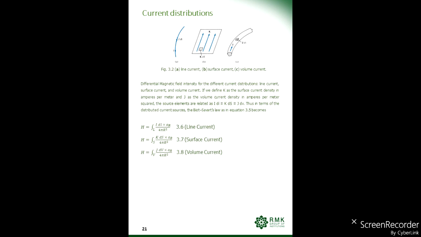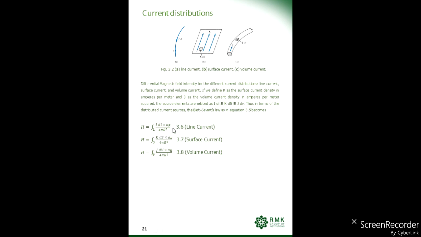And now here, when we see the differential magnetic field for the different current distributions, the line current, surface current and volume current, we define the differential magnetic field for the particular three elements by using the Biot-Savart's law. Now, in equation 3.6, this is the Biot-Savart's law, where the magnetic field for a particular length of line can be calculated, where H is equal to integral over line I dl cross aR by 4 pi r squared.